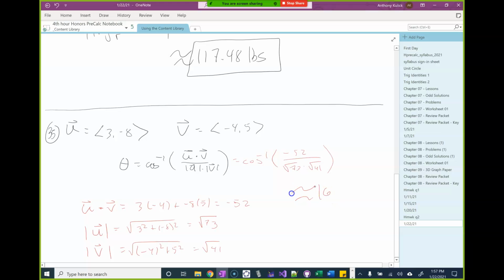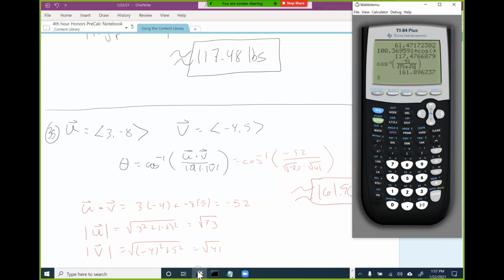Does that feel okay there? Okay. So again, just basically using the formulas, right? So not so bad.